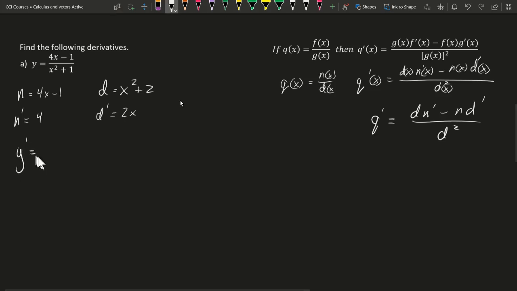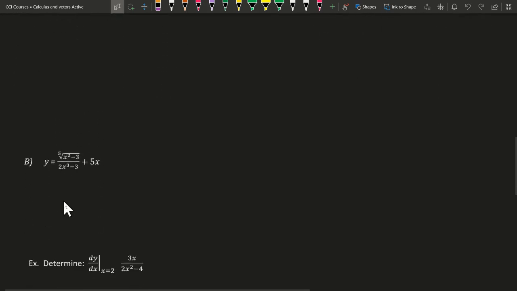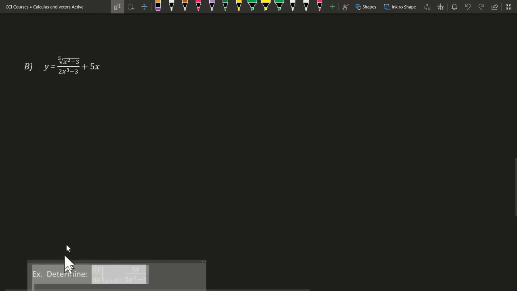All right, y prime, which is the derivative, so it's 4 times x squared plus 2 minus 4x minus 1 times 2x over x squared plus 2 quantity squared. All that whole thing is squared there, okay? So there's my derivative. Pretty easy to do this thing. All right, so let's try another one.